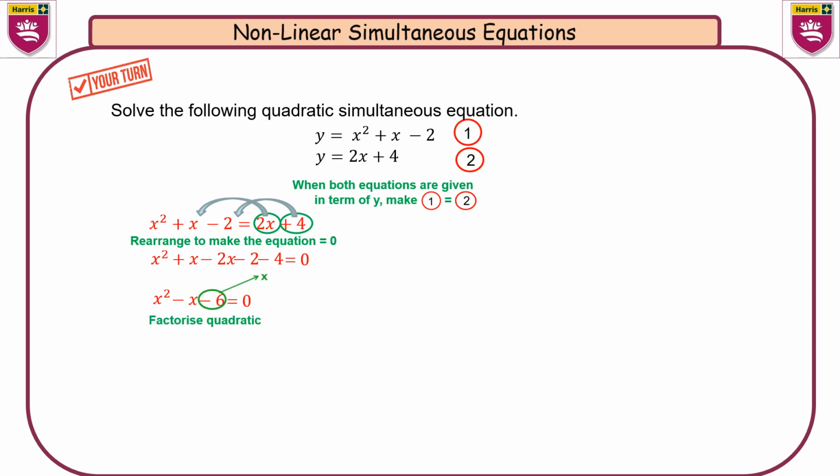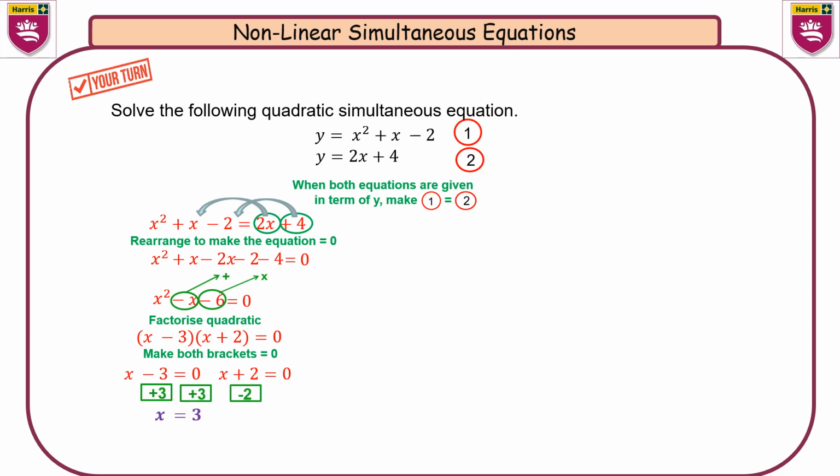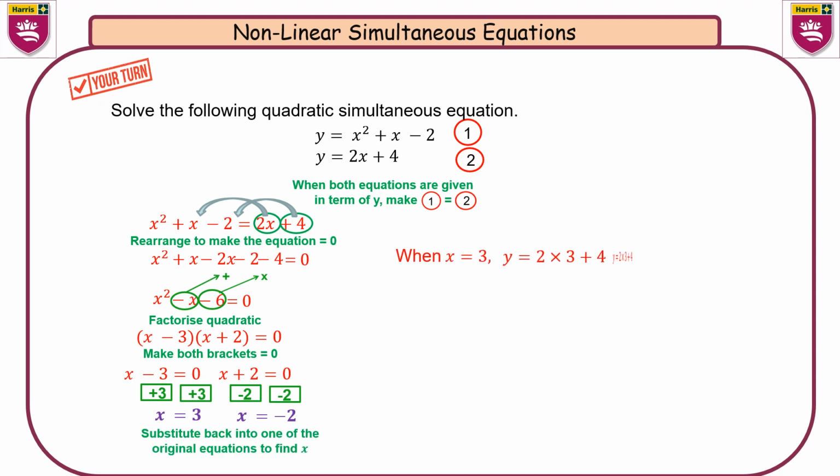So I want two numbers that multiply to give me negative 6 and add to give me negative 1. So that's going to give me negative 3 and positive 2. Negative 3 times positive 2 is negative 6. And negative 3 plus 2 is going to give you a negative 1. So we make both of the brackets equal to 0, so then you're going to add 3 to both sides and take away 2 from both sides, which will then give you the x values for the first and the second one. So you've got 3 and negative 2.